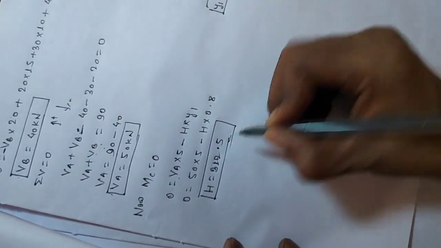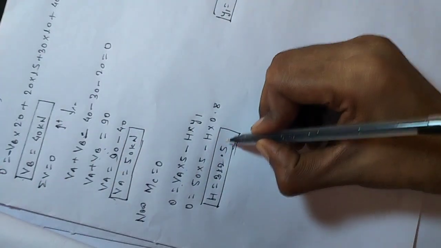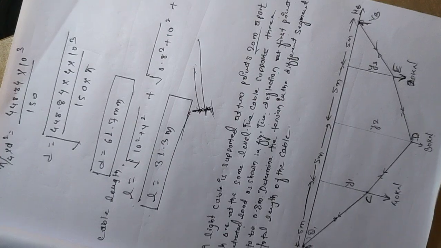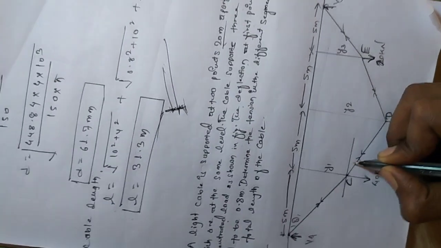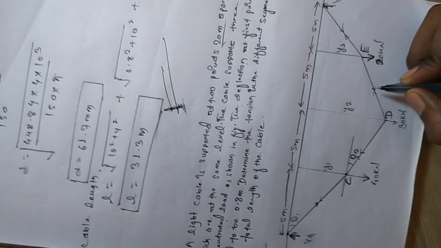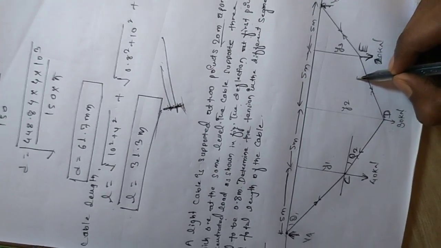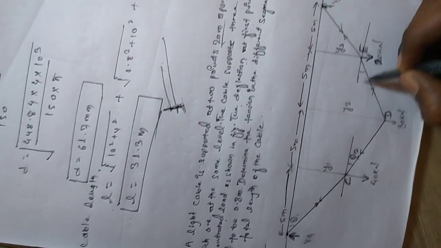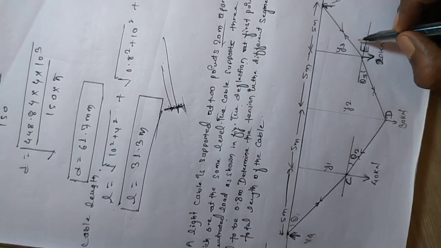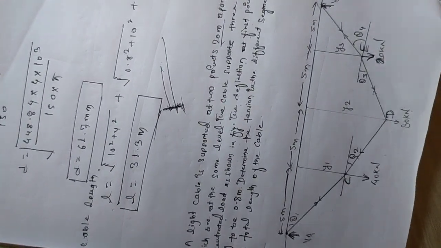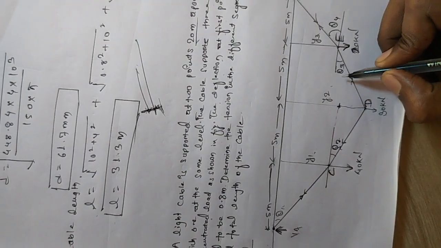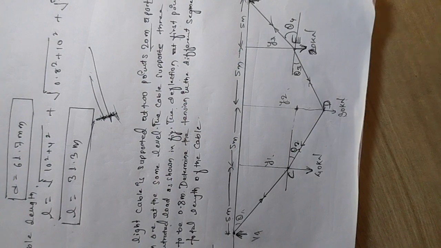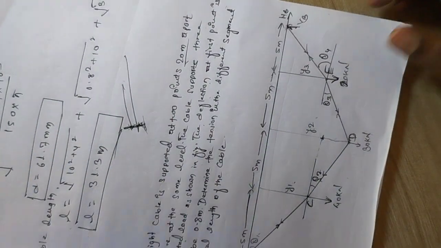312.5 is the horizontal. 312.5 kilonewton. In the question it is given theta 1, theta 2, theta 3, and theta 4. Now we have to find the value of Y2 and Y3. Here we are going to find the value of Y2 and Y3.